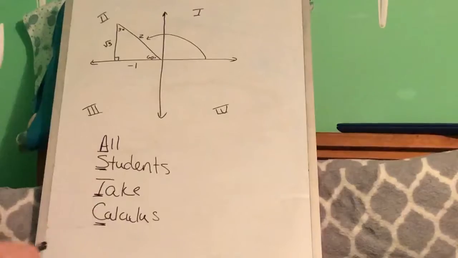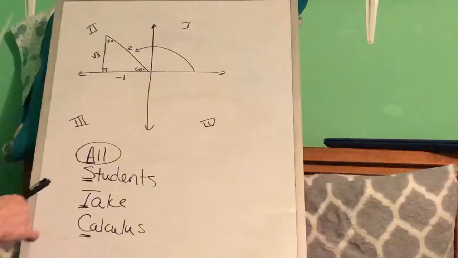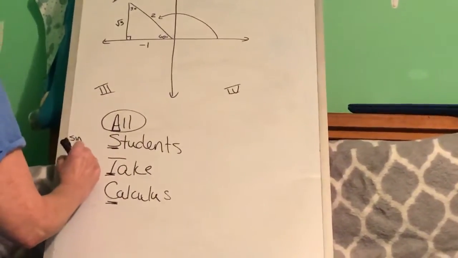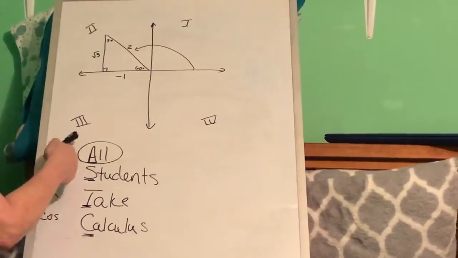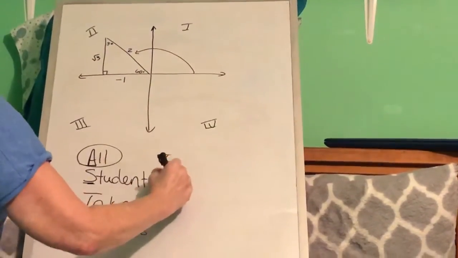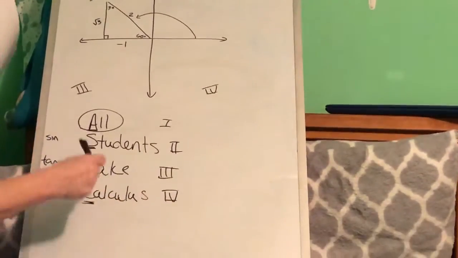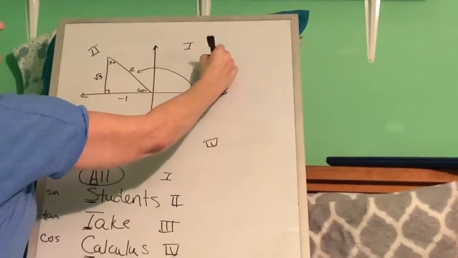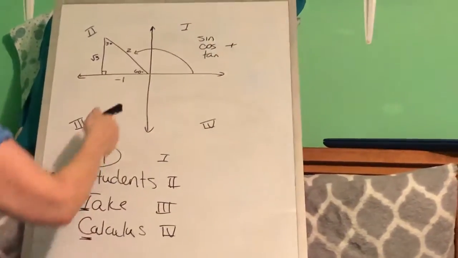Now, these letters should look fairly familiar. A is simply going to stand for all. S should remind us of the sine function, T of the tangent function, and C of the cosine function. Now these are going to work with the quadrants. So quadrant 1, quadrant 2, quadrant 3, and quadrant 4. In quadrant 1, all of the functions, sine, cosine, and tangent, are always positive. We saw that earlier.